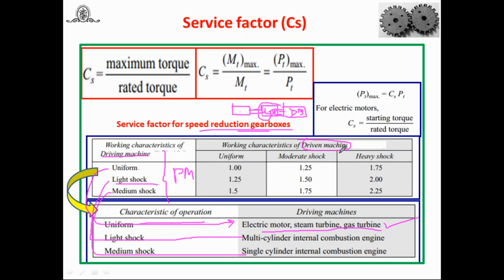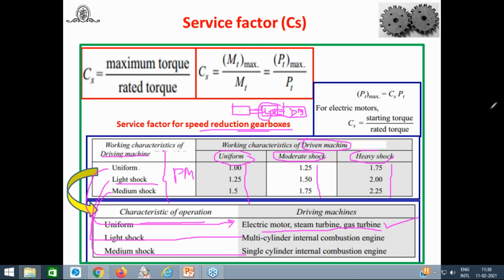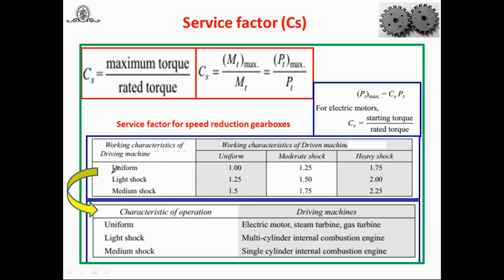But again, when the driven machine's working characteristic is a uniform speed or load condition, moderate shock, or heavy shock, accordingly you can take the value of CS, the service factor. Try to understand. Once again, I will elaborate these things. Suppose a uniform load is there. That means if an electric motor is the prime mover, so what is the condition or characteristics of operation? Uniform load condition or working characteristics.